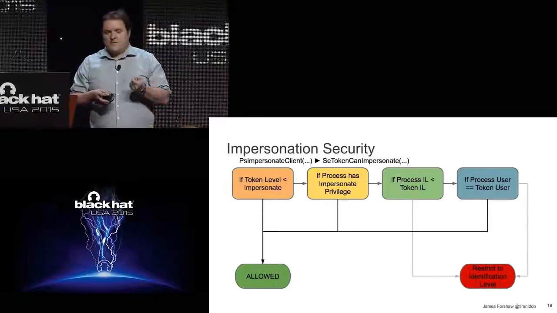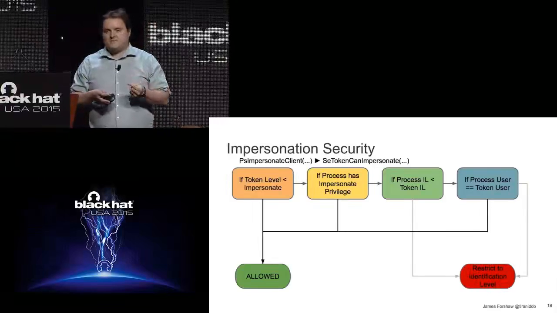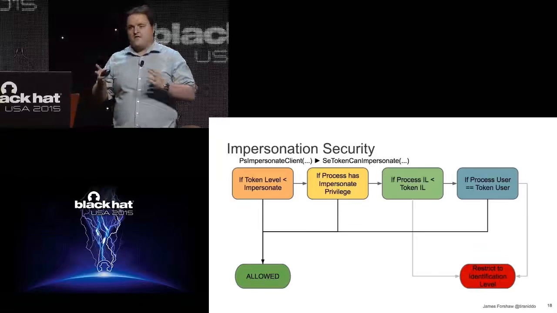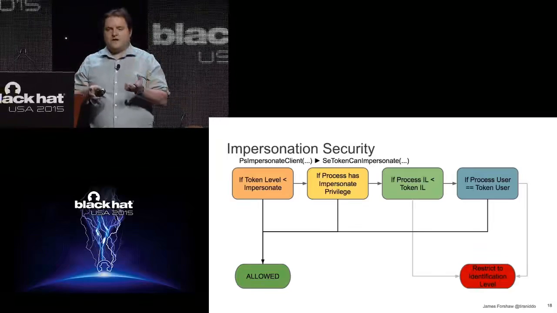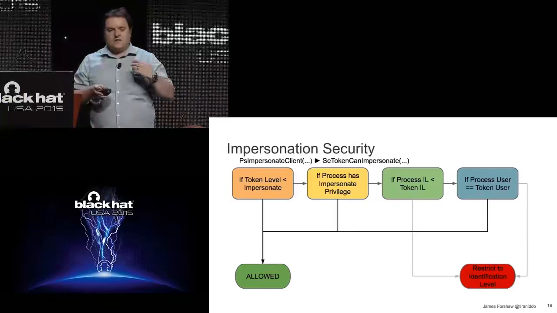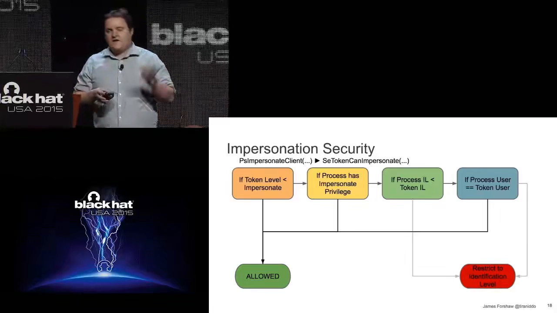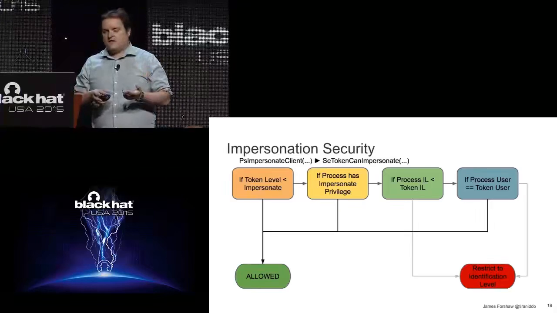That'd be a real problem if normal users could impersonate any other user. If they just had a handle to a token, they could pretend to be local system, that would be bad. So there is actually some security involved. Prior to Windows 2000, this thing didn't really exist. But after that, a new privilege was added, the impersonate privilege. And unless you have that, you're very restricted on what type of token you can impersonate.